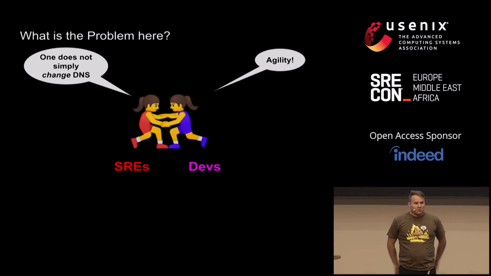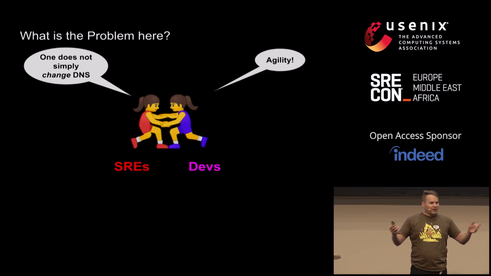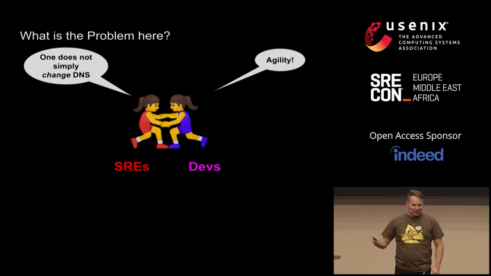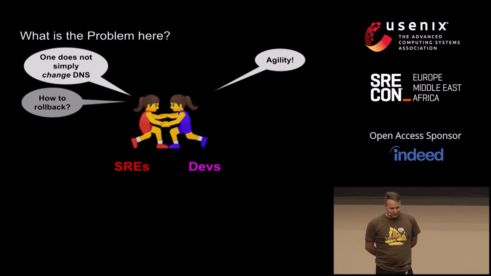And the devs were about agility. I have deadlines. I have a product owner. I need to develop. I need to change something. I need to divert traffic from service A to service B. SRE is in my way.